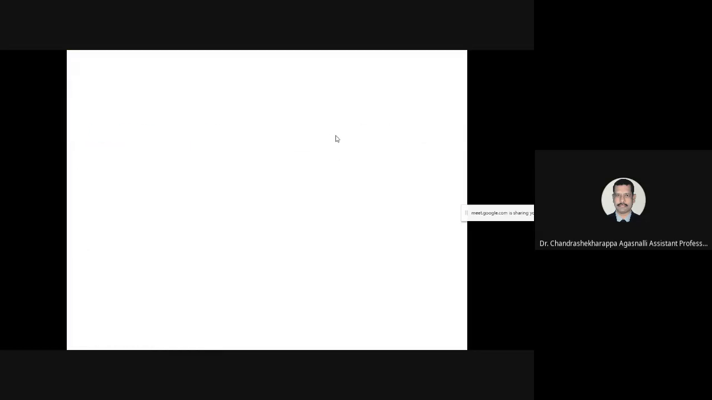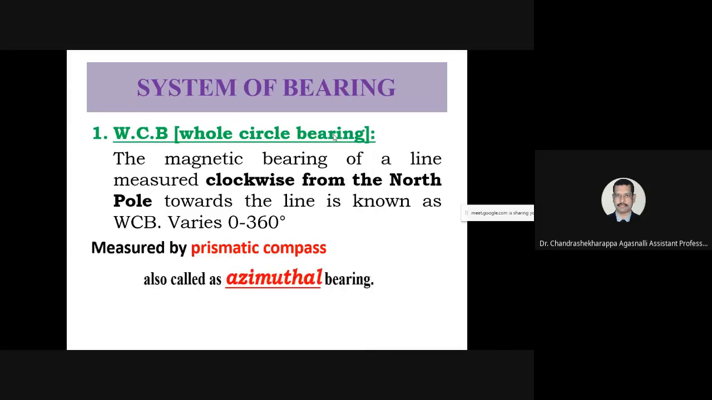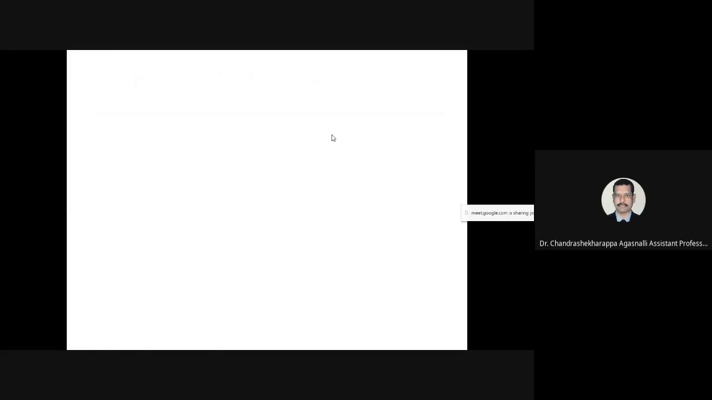This is a whole circle bearing, from 0 to 360 degrees. It may vary, and it is measured with a compass and other instruments. It is also called an azimuthal bearing. We call it a bearing. It gives directions. That is one type.